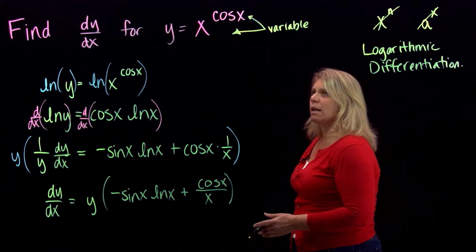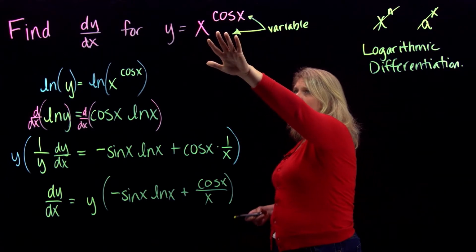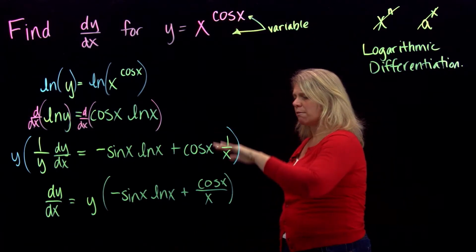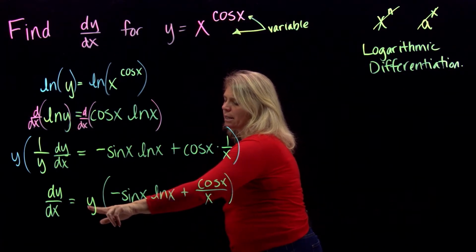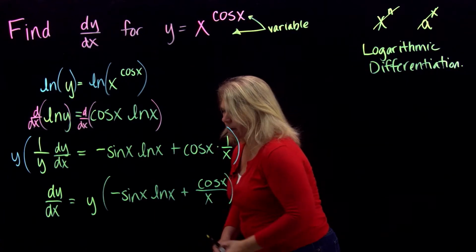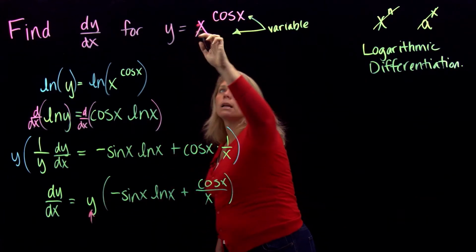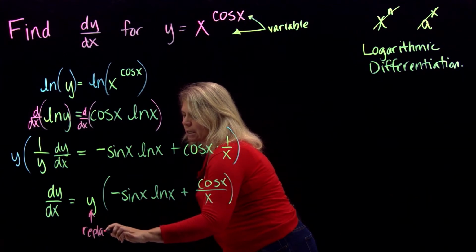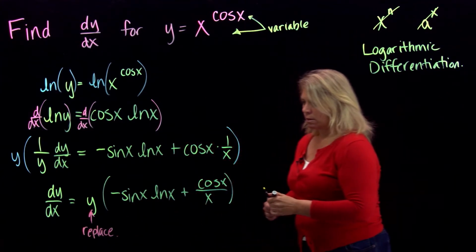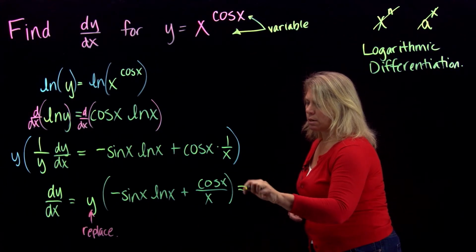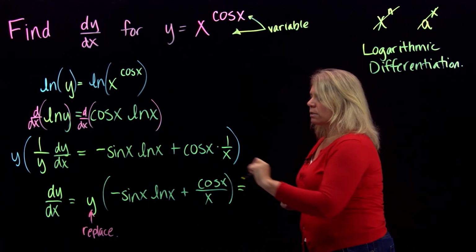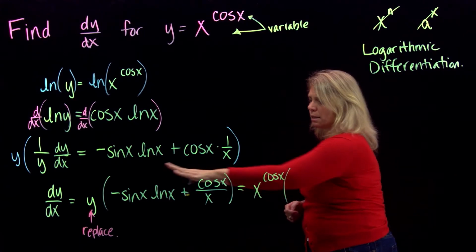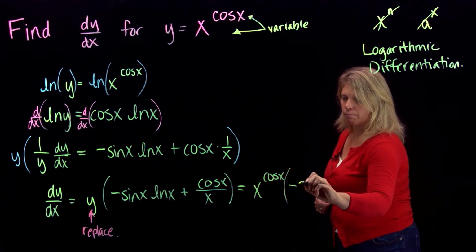But a better form of the answer would be to notice that in the original equation, I have y equals something given completely in terms of x. So I could rewrite this answer by just replacing the y that I have here with what it is at the beginning so that I have my answer completely in terms of x. So I'm just going to put that and leave that out front. So in place of the y, I'll have x to the cosine of x, and then times this whole expression here.